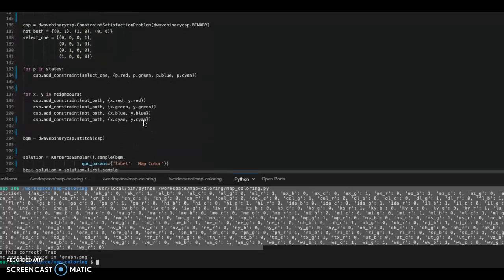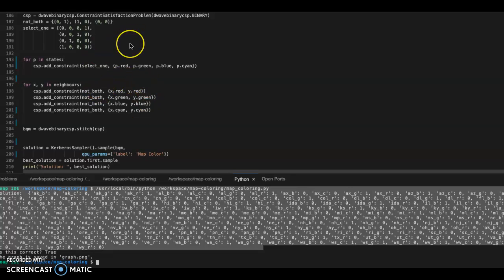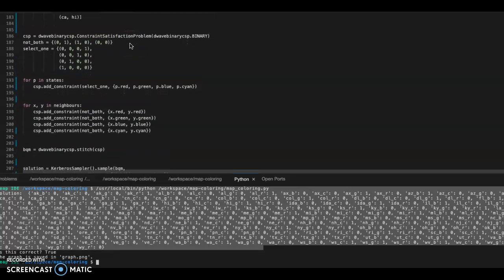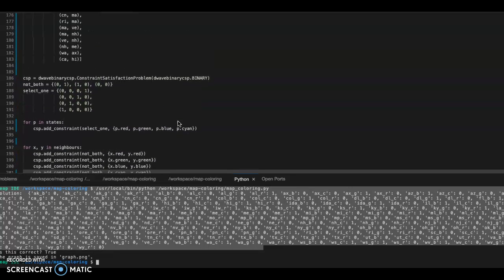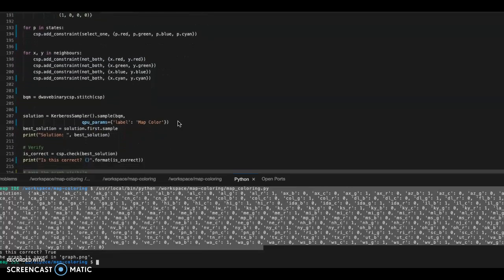And then down here is where I created the constraints to stop two states that are nearby each other from becoming the same color. So basically that's what that does. It keeps a state that's neighboring from being the same color as the other.